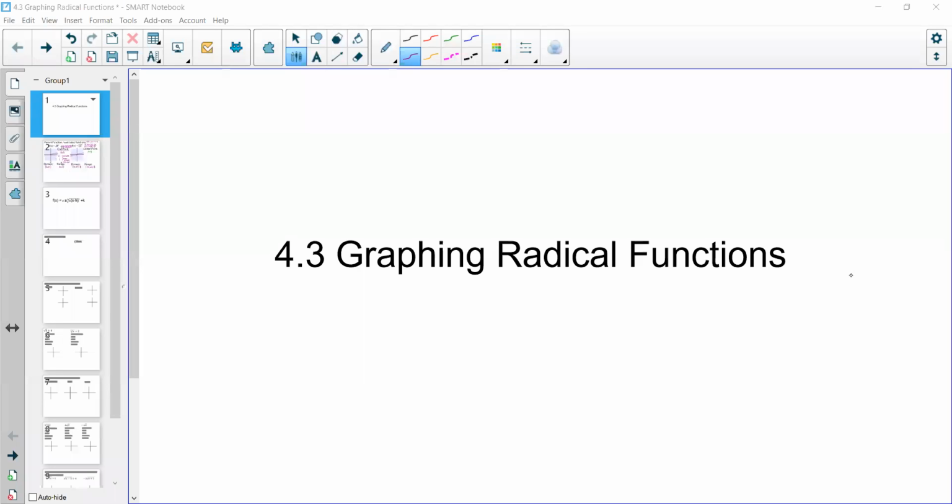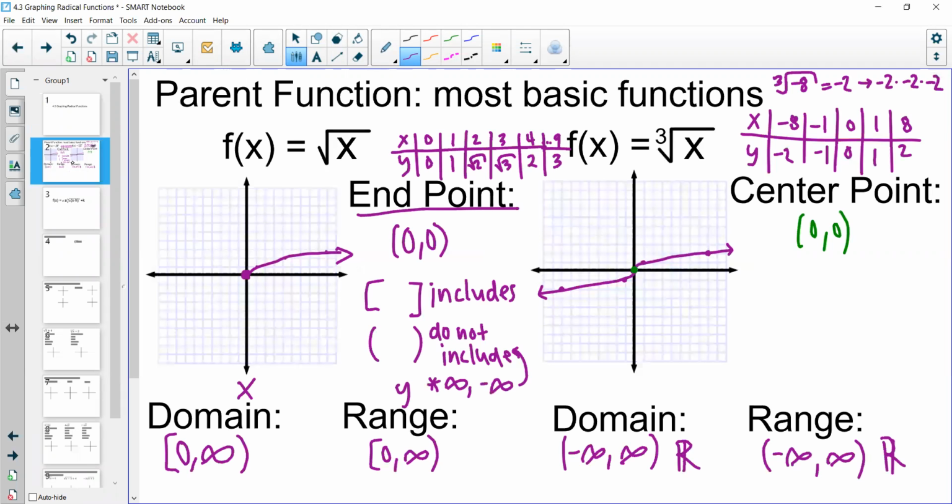Hi, this is Mrs. Kidman, and in this video, we're going to be discussing how we can graph radical functions using shifting. Now, in our previous video, we talked about the parent functions of some of those radicals, and we talked about the square root function and the cubic function.